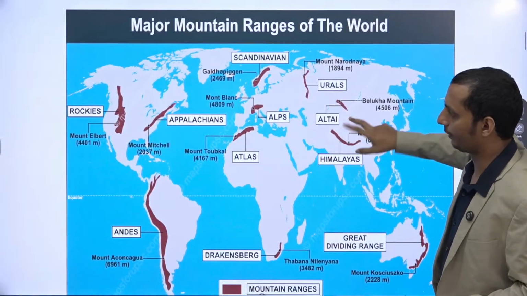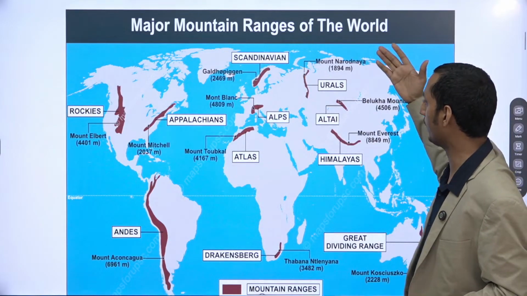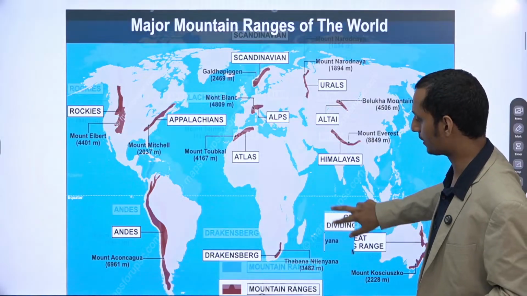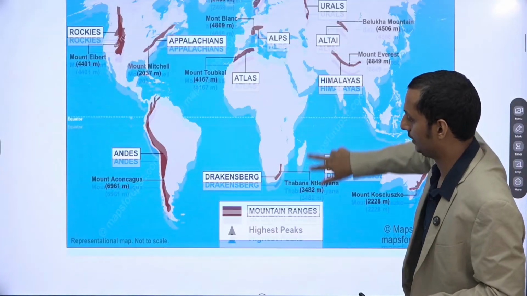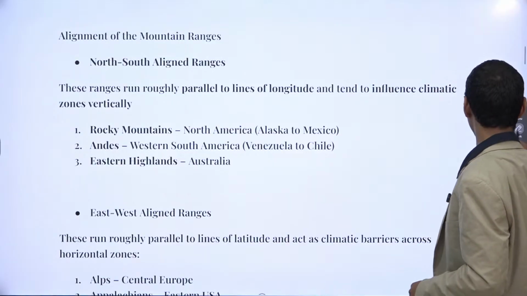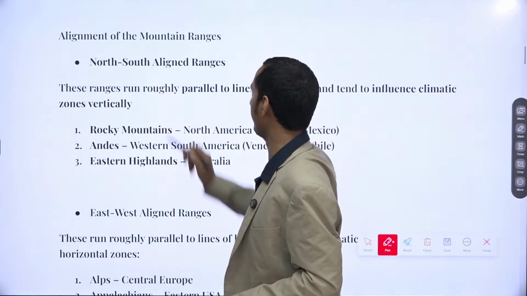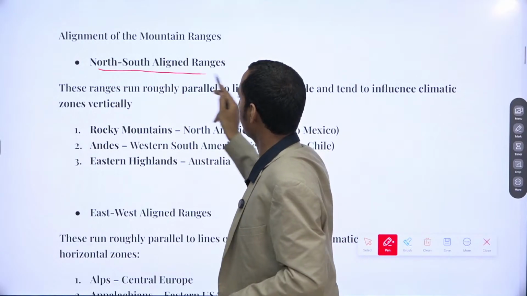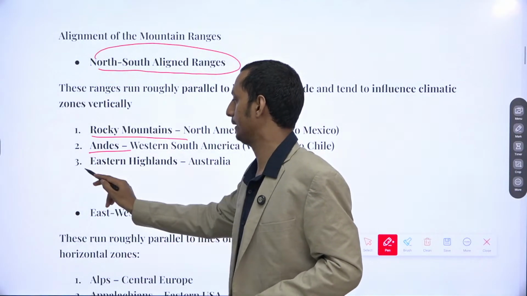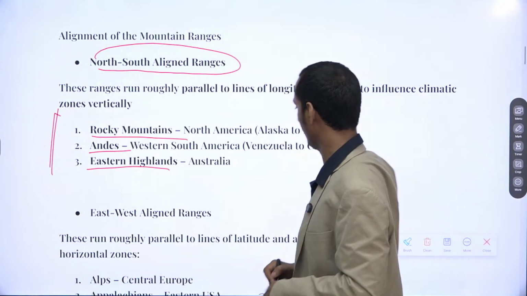Now, go for the mountain ranges. You have Rockies, Andes, Atlas, Alps, Scandinavian, Ural, Altai, Himalayas, Drakensberg, all these mountain ranges. Now go for the alignment. What are the alignments of these mountain ranges? You can mention firstly the north-south alignment. North-south aligned ranges such as the Rockies, Andes, Eastern Highlands, because they run from north to south or south to north, right?